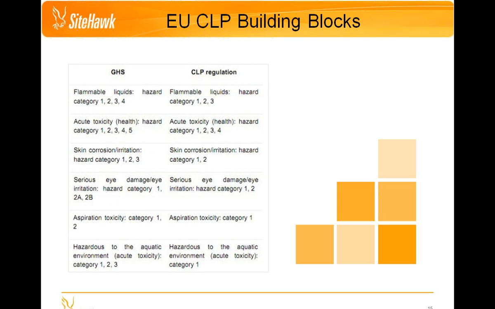Well, the EU in their new CLP regulation is also implementing the building block approach. So here you can see a comparison of the GHS hazard categories and the EU CLP categories. Just like in the United States, the EU CLP is planning on only adopting acute toxicity categories 1, 2, 3, and 4. They're not going to be adopting category 5. Likewise, skin corrosion irritation, they're adopting hazard categories 1 and 2. They're not adopting category 3.